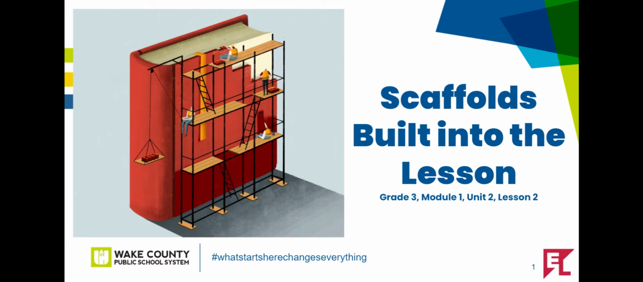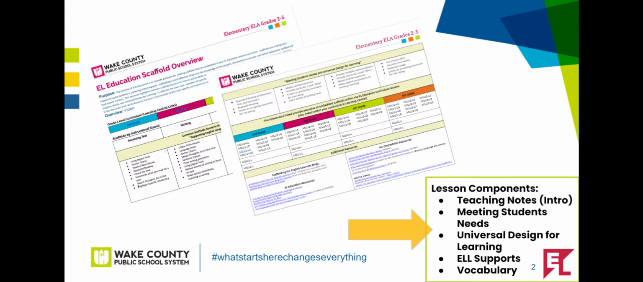Throughout this learning opportunity, we'll focus on examples of scaffolds that already exist within EL Education lessons using Lesson 2 from Grade 3, Module 1, Unit 2. An EL Education Scaffold Overview document for elementary ELA grades 2 through 5 can be found in Learning Central under the appendix within each grade level module and in the teacher planning tools for your grade level curriculum. Please refer to this document for additional supports as you plan.